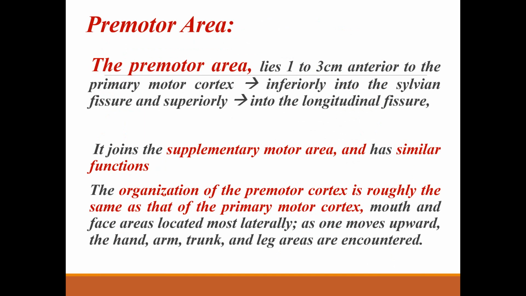Now premotor area. Now what is this? The premotor area lies 1 to 3 cm anterior to the primary motor cortex, inferiorly into the sylvian fissure and superiorly into the longitudinal fissure. It joins the supplementary motor area and has similar functions. The organization of the premotor cortex is roughly the same as that of the primary motor cortex. Mouth and face areas are located most laterally. As one moves upward, the hand, arm, trunk, and leg areas are encountered.